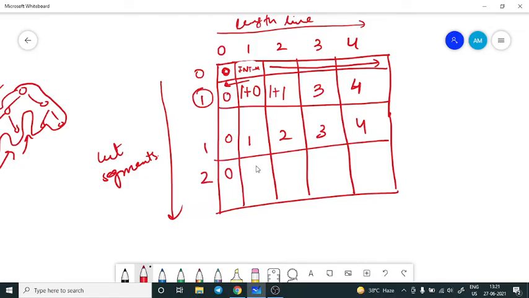But what does this cell value represent? This cell value represents the maximum cuts I can have with all of these cut segments for this length of line. So considering all of these cuts, that is 1, 1, 2, how many maximum cuts can I have for this line of length 1? That will come out to be 1, because if I skip this 2 cut segment, then I can have the 1 cut segment with the help of this one. So that's why we have a choice either to consider this or skip this.